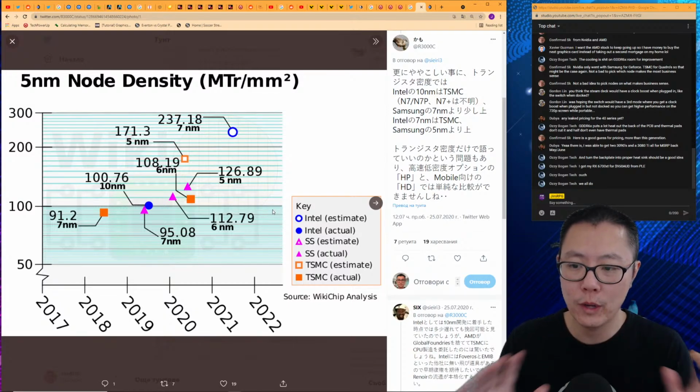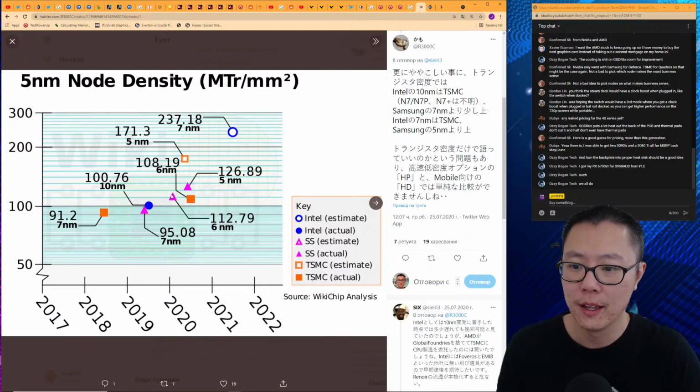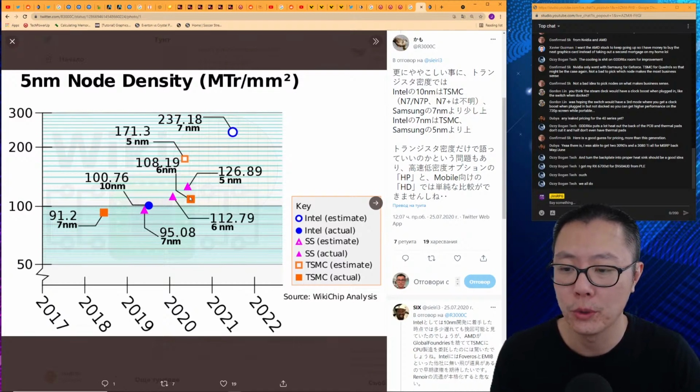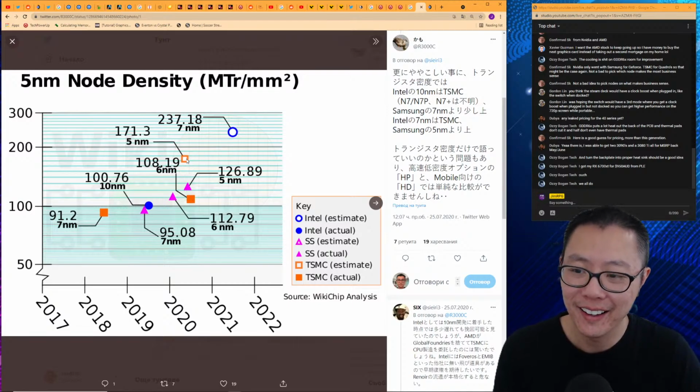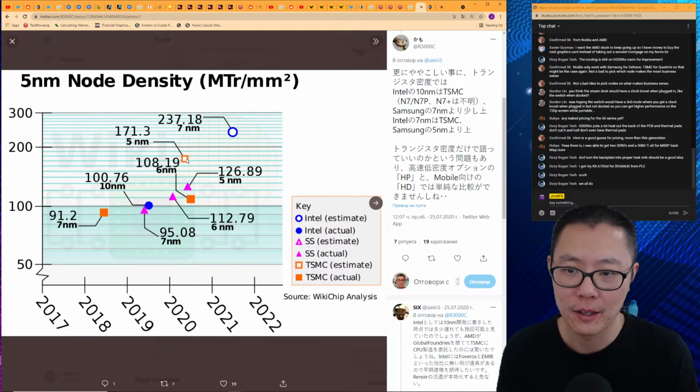So it doesn't really make a whole lot of sense when, say, Samsung 6 nanometer, which is this pink triangle here, has 112.79 million transistors per millimeter square, and then you have, say, 6 nanometer TSMC, which is a different node density. Even it jumps up to 5 nanometer here. It almost doubles the 6 nanometer or increases by like 60-70%. So it's super weird.